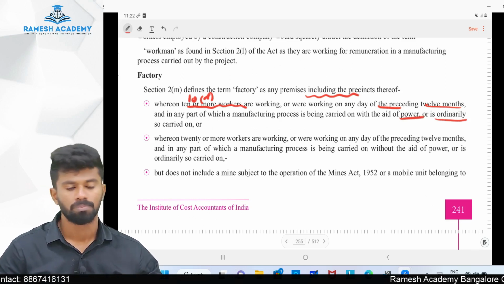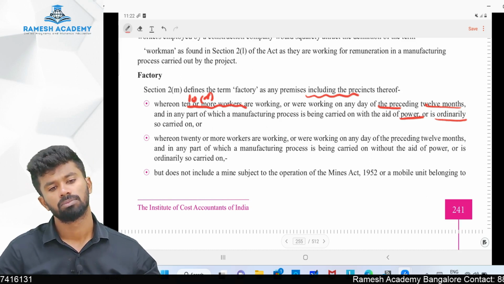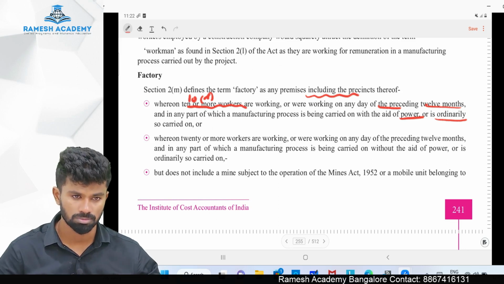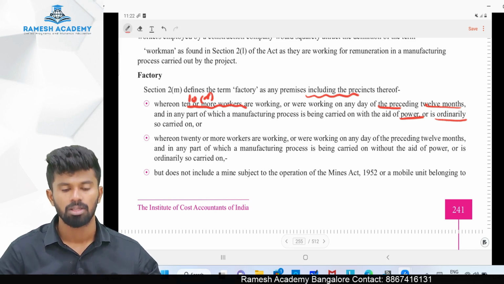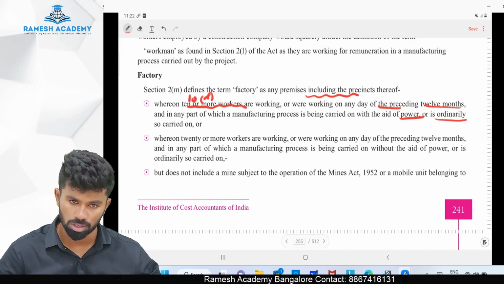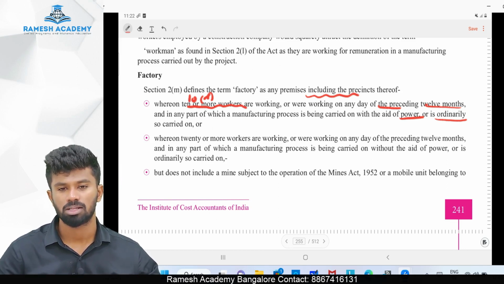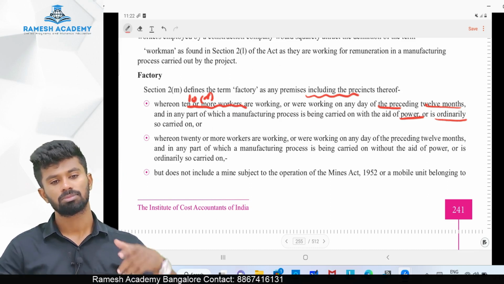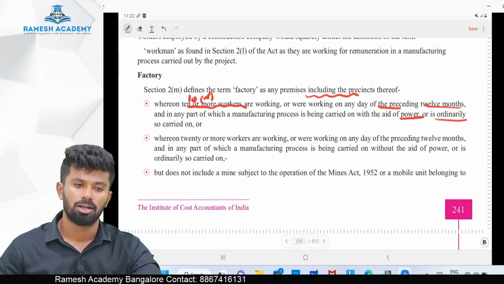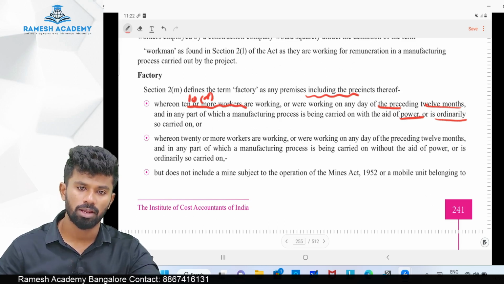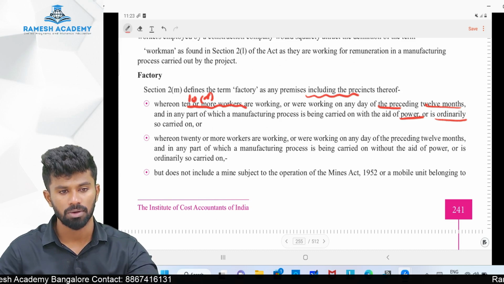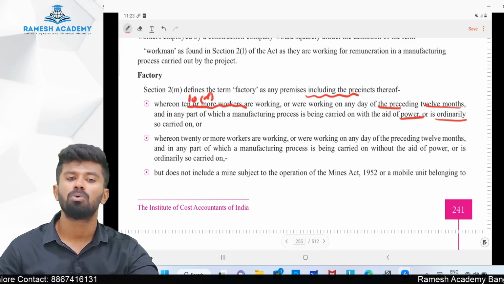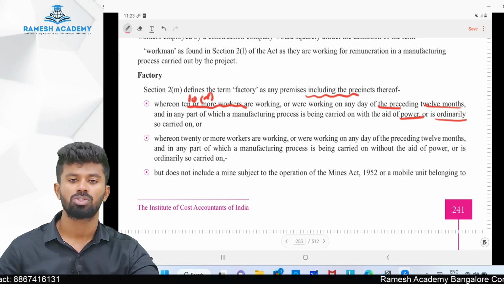Okay, so if a manufacturing activity is carried out in a premises having 10 or more workers in the preceding 12 months, that is considered as a factory. If it is a premises where a manufacturing activity is carried out but the number of workers is 20 or more, then it is also considered as a factory.